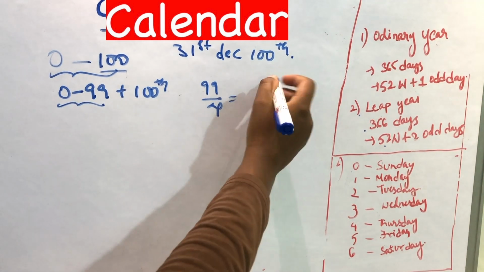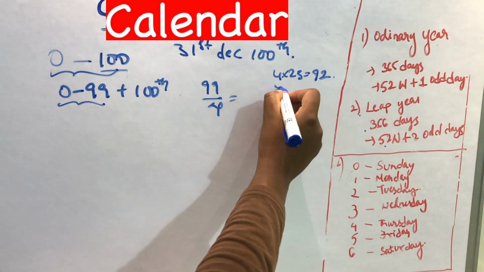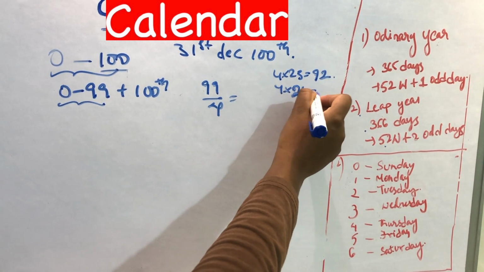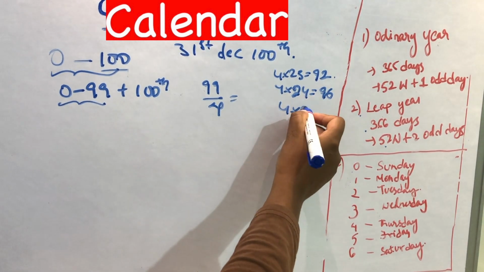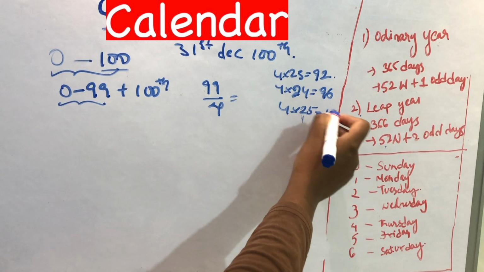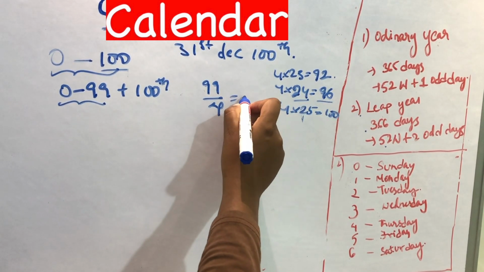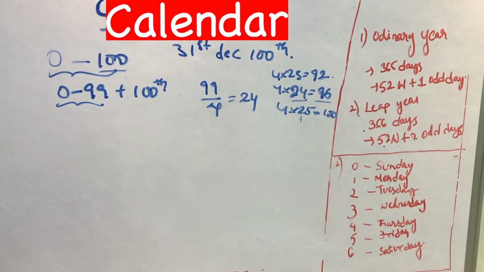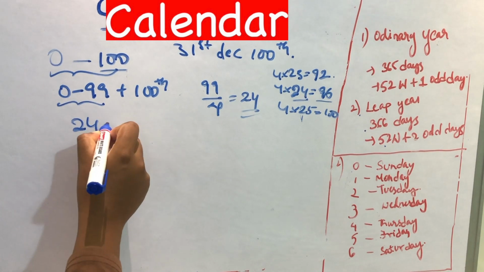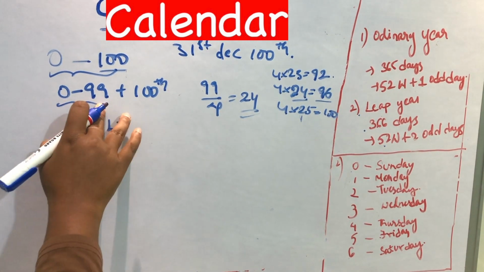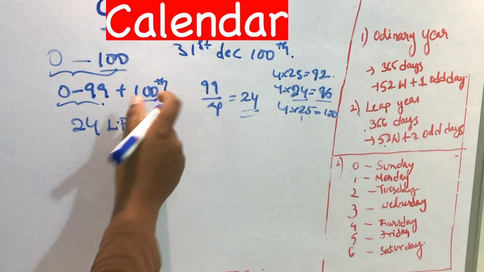Okay, now 4 into 23 is 92, 4 into 24 is 96, 4 into 25 is 100. So if we want to divide this 99, 24 is okay, 24 is 96. So we have 24 leap years. Okay, in these 99 years we have 24 leap years. Okay, now coming to the 100th year.